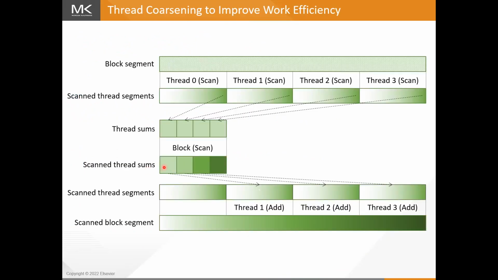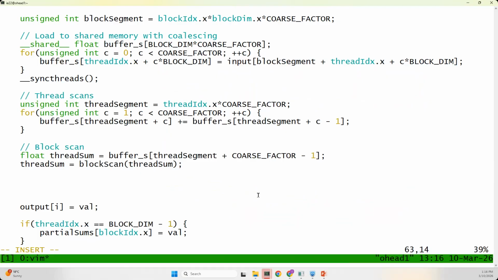So now what do we need to do? We need to have every thread get the scanned sum of the previous thread and add it to its own elements, right? So do I need to sync threads over here? Yes. To have threads get the scanned sum of a previous thread, I'm going to have to put those scanned sums in shared memory, do a sync threads, and then have every thread load the previous scanned sum from shared memory. So let's do that.